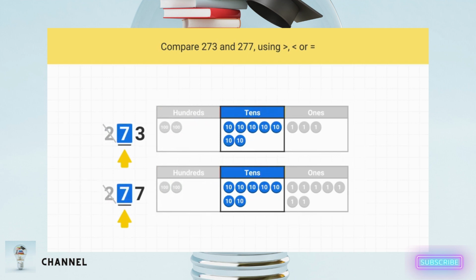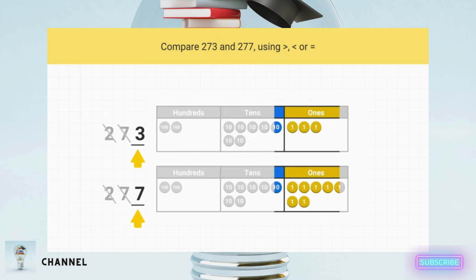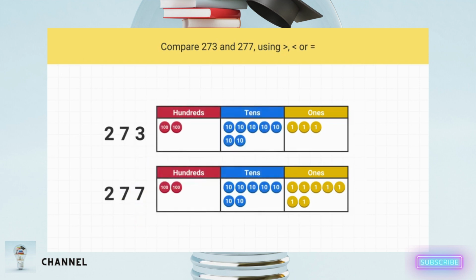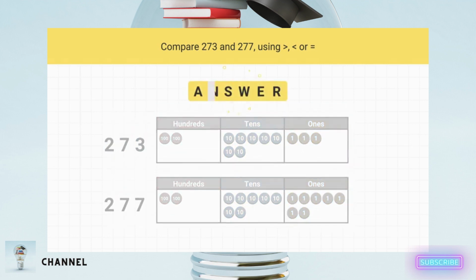Both these numbers also have 7 tens, so again it's the same. We'll cross out those numbers and look to the last place value, the ones. Which number has more ones? 277 has more ones, so that means 277 must be our larger number. How can we write this comparison? Since 277 is the larger number, it means 273 is less than 277, so we'll use a less than symbol. 273 is less than 277.